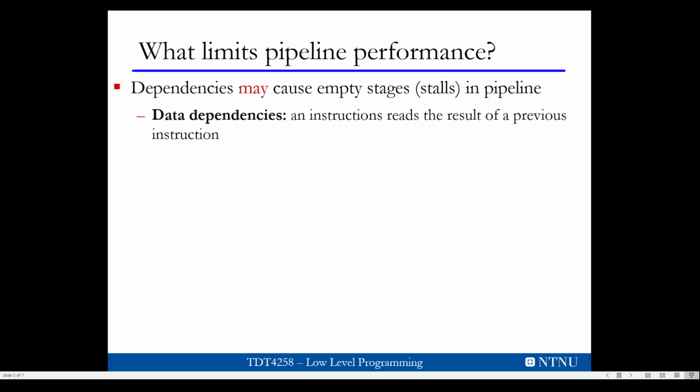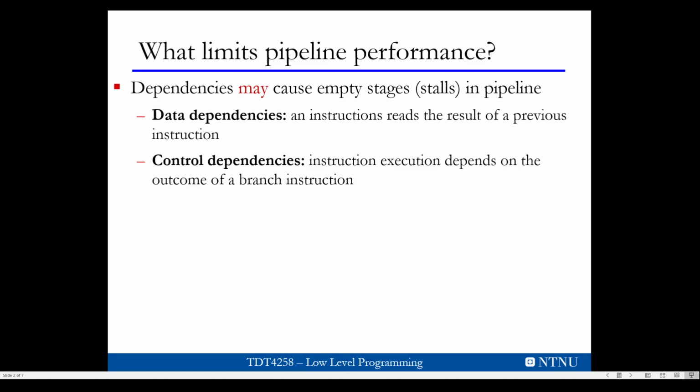There are several types of dependencies. First of all, we have data dependencies, and these occur when the results produced by one instruction are needed as input in a different instruction. We have control dependencies, which means whether or not to execute an instruction depends upon a previous branch, whether it was taken or not.